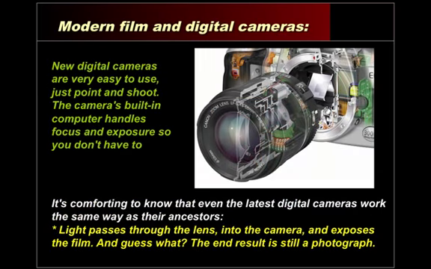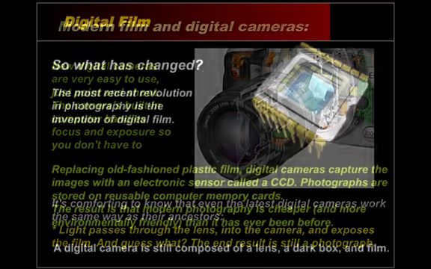So new digital cameras today are pretty easy to use. They're just like a point and shoot, even if you have a digital SLR. But it's comforting to know that even with all the latest digital cameras and all the computer electronics involved in the camera, they still work very much the same way, where light passes through the lens into the camera, exposes the film, and guess what? The end result is still a photograph.